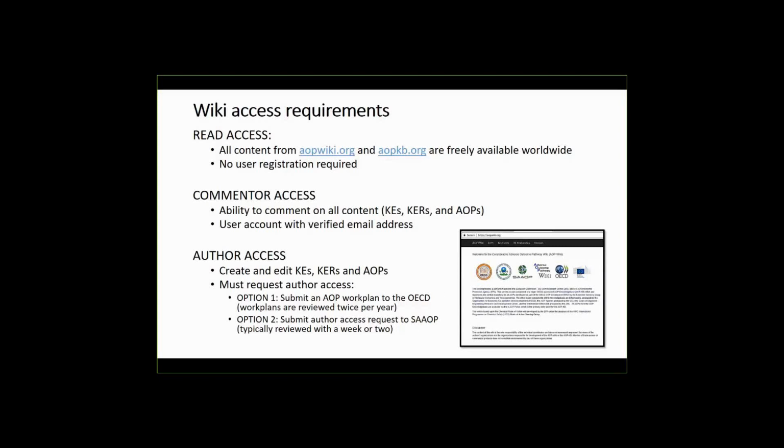But if you want to actually create AOPs, create key events and key event relationships, or the various components of AOPs, you need to get author access. And there's two main ways you can do this. One is through the OECD. You can submit an AOP work plan. This process takes a little bit longer, but there's several benefits. You get the support of the OECD EGMIS group to review your work plan and review your AOP and guide you through the development process.